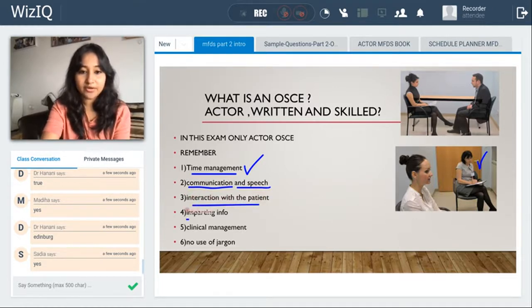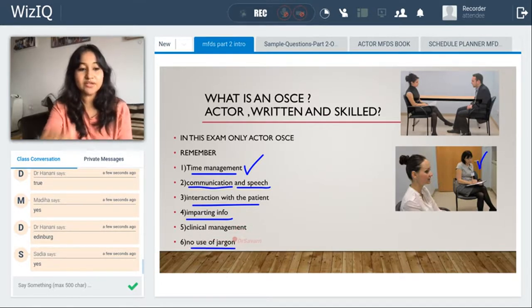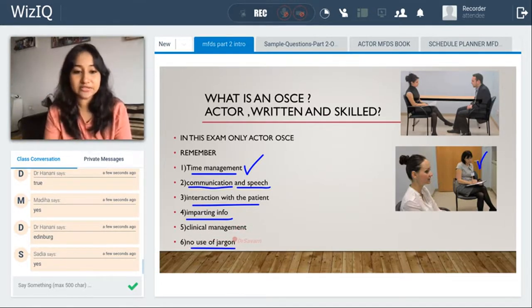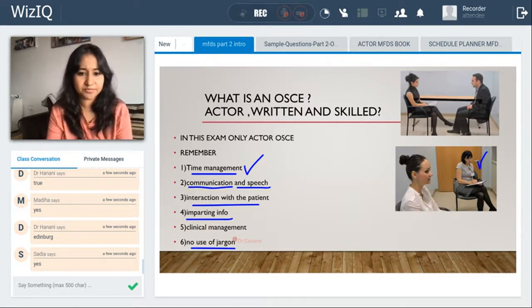Interaction, very important. Imparting information, yes, that is important. But what you have to make sure is you do not use any jargon. Because when we're talking in our clinical scenarios, to our fellow dentists, we end up talking in a different way. You say stuff like periapical abscess, pulpitis, pericoronitis. Make sure you do not use any such words, because those are called jargon.